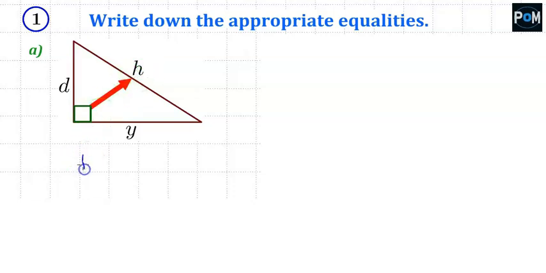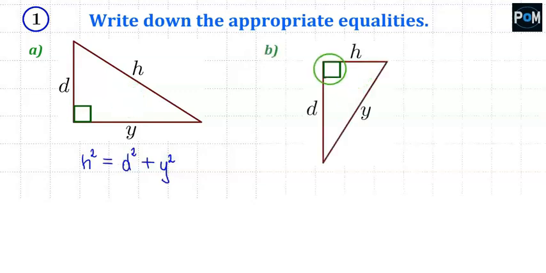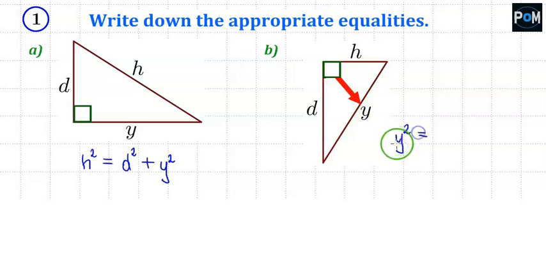It is h squared. Here there is addition, and we add the other two sides, namely d and y, but both squared, that is d squared plus y squared. This is the Pythagorean Theorem for this triangle. In example B, we have another triangle, again with a right angle, so we locate the hypotenuse. The hypotenuse, this is the longest side, that is y. So we put y squared, equal sign, and we add the other two sides with squares. This can be d squared plus h squared.